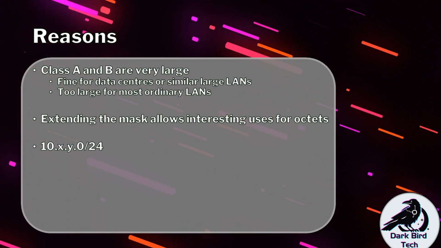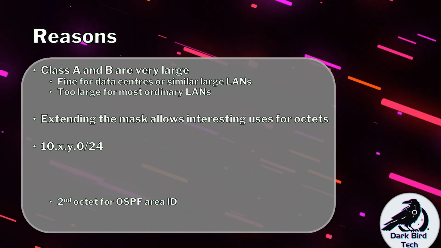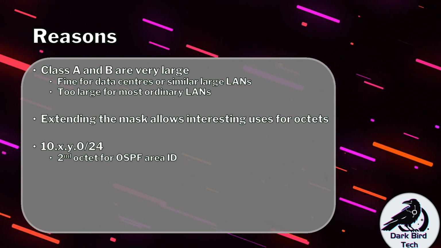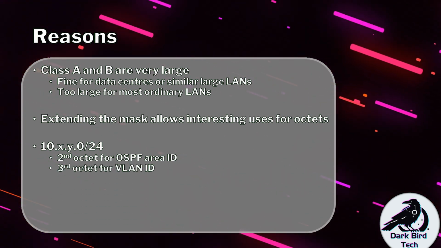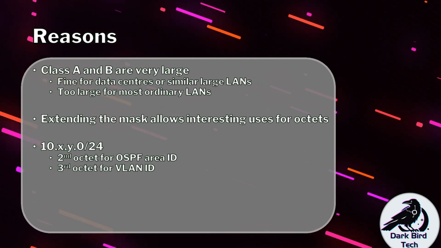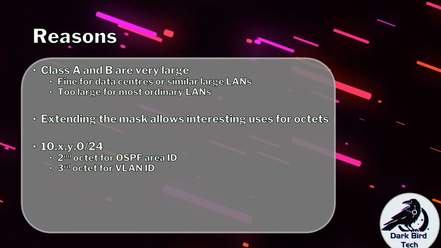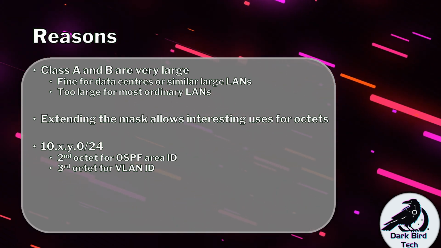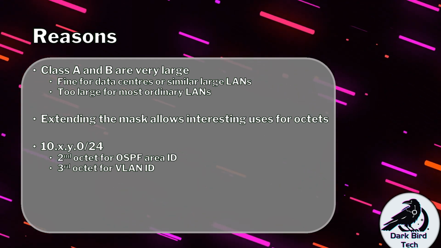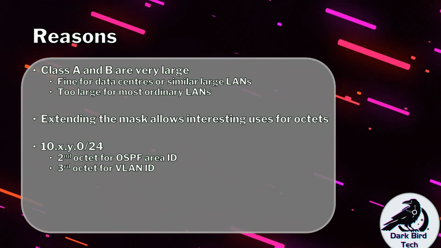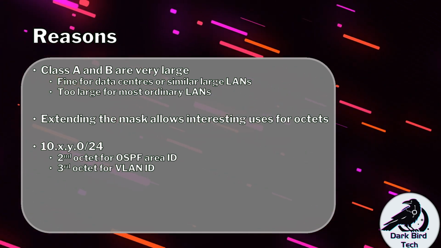So for instance, I could have 10.something.something.0/24. I might use the 2nd octet for an OSPF area ID and the 3rd octet for a VLAN ID number. Now I know we haven't done OSPF or VLANs yet, but we will in a future video, and I'll come back and add a tag card thing top right corner that you can look at and jump through to those videos. But they can be very, very useful to network engineers, and that's one of my favorite use case scenarios for them.